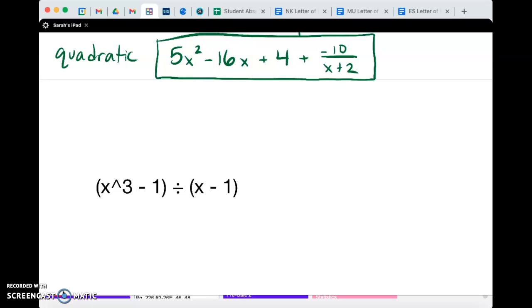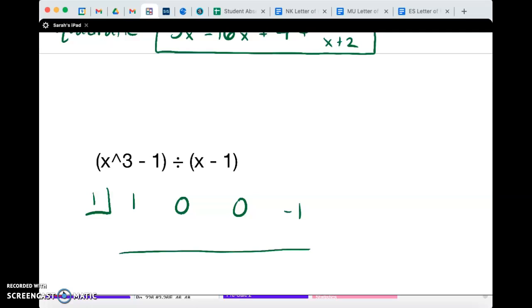So a number goes into this lovely L-shaped box. 1, changing the sign. And then the coefficients of x to the third minus 1 would be 1 for x to the third, and 0, 0, 0. So you have x to the third, x squared, x, and negative 1. Okay. So then do the same thing, dropping the 1 down.